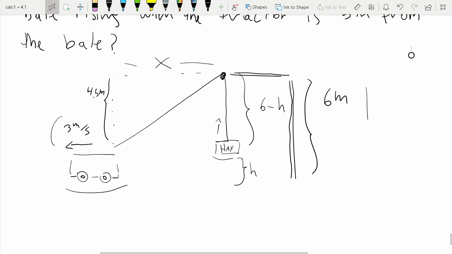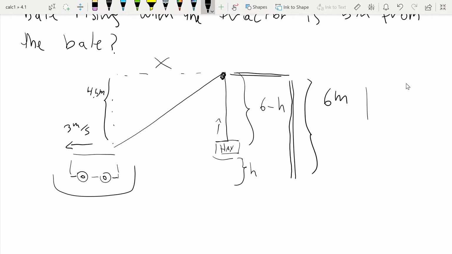So the picture we have is the following. This is the tractor, and the distance here from the bale of hay is represented by this quantity here, x. This is the horizontal distance at any given point from the top of the tractor to the pulley. It's 4.5 meters, and the distance from the ground to the pulley is 6 meters.